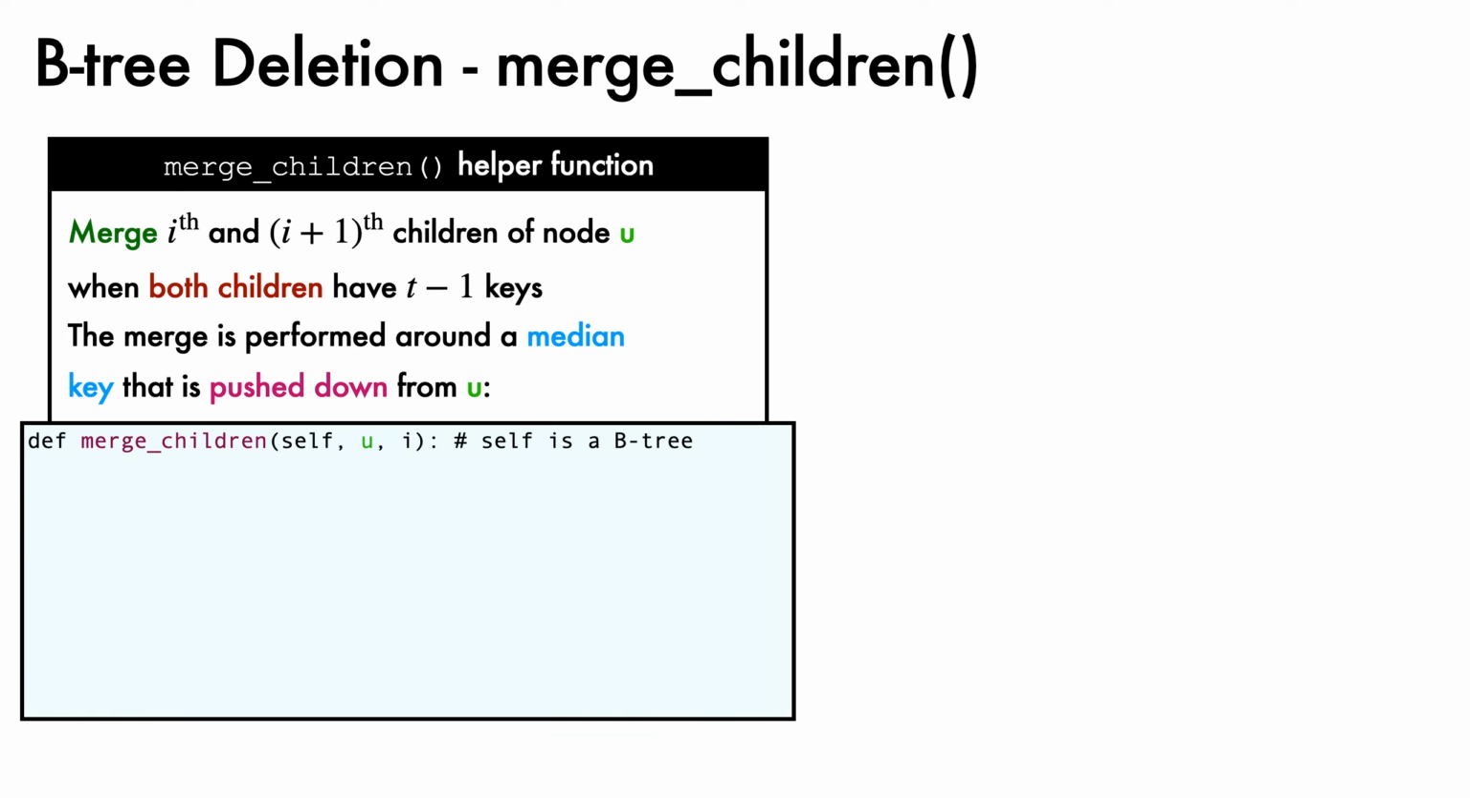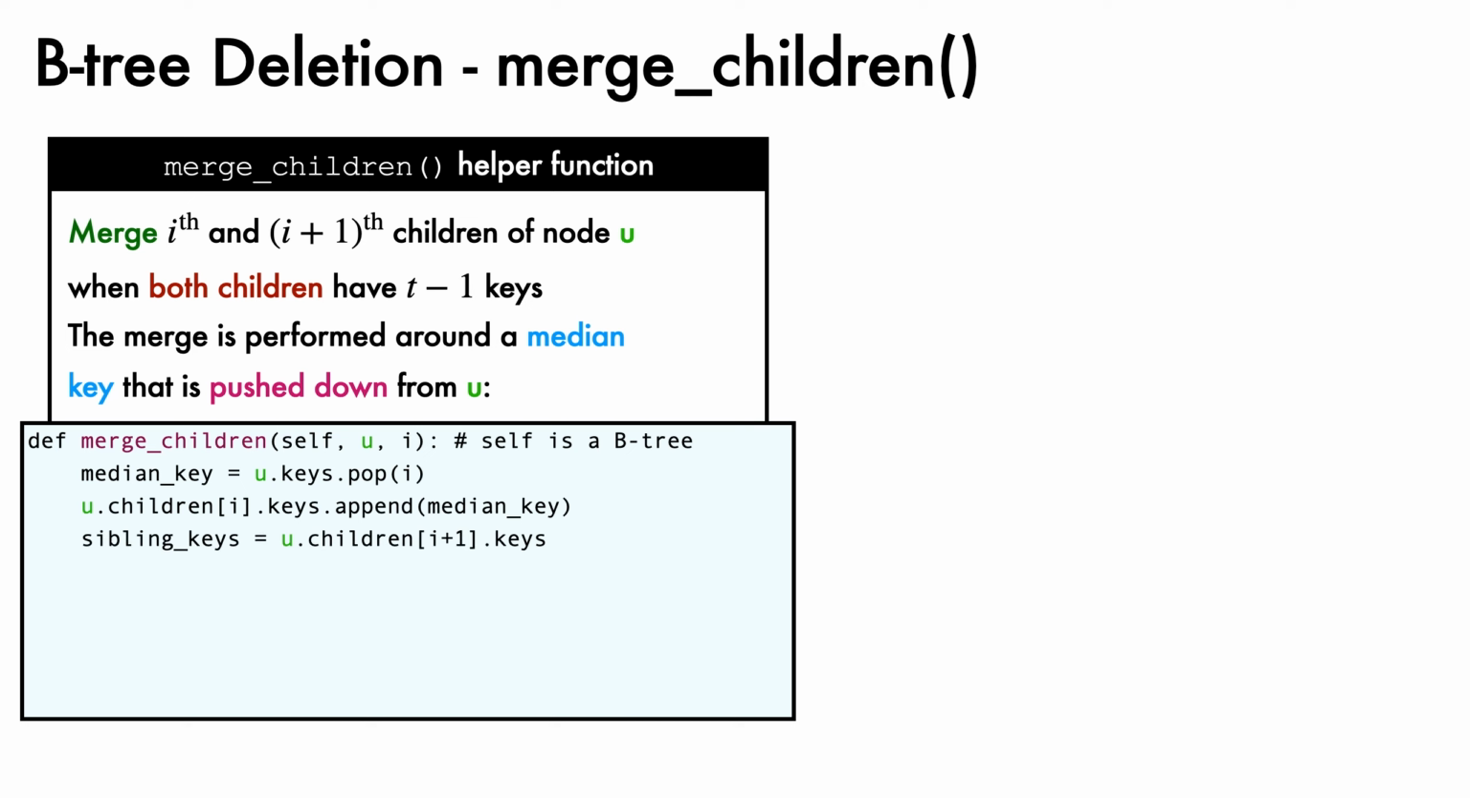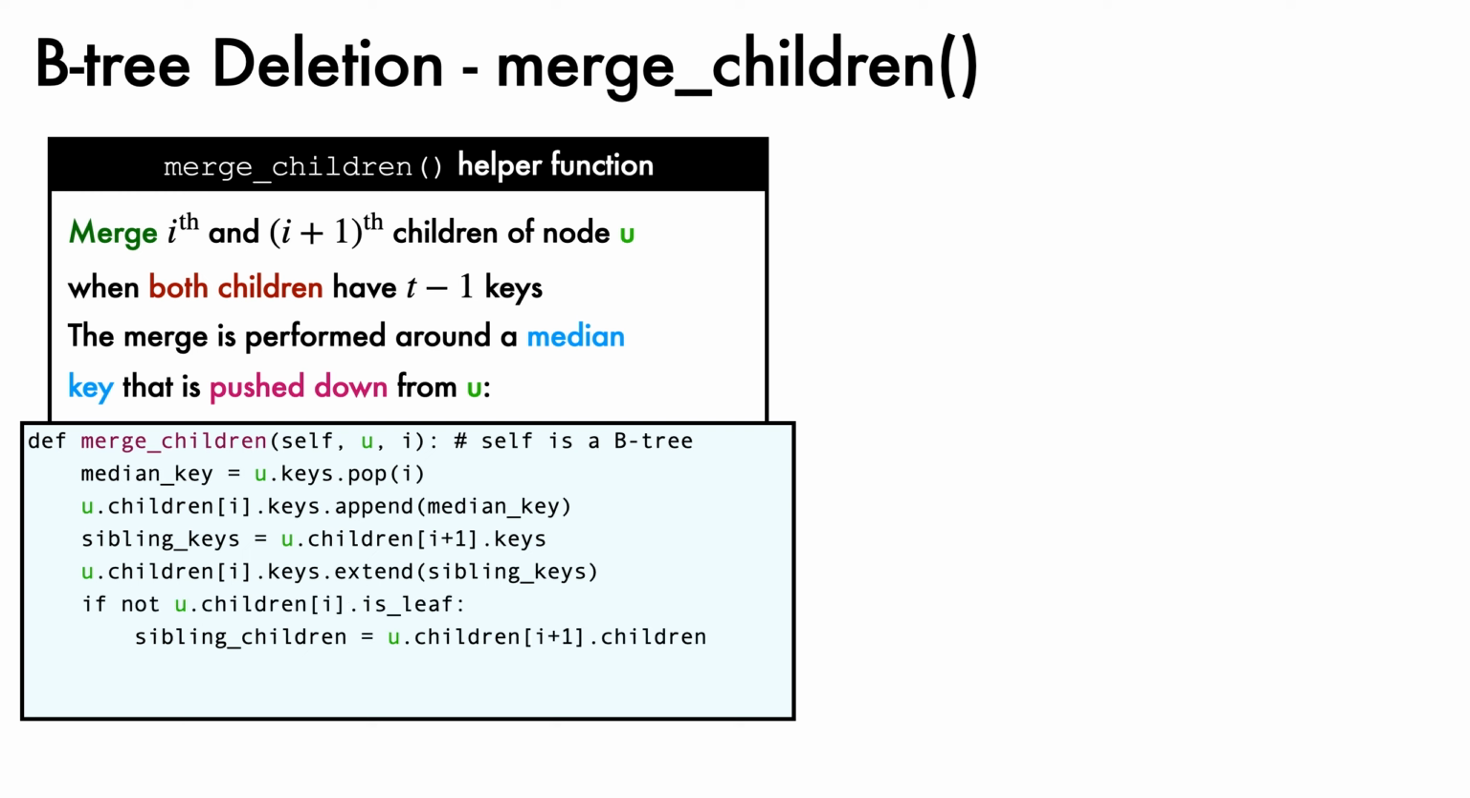The function takes a B-tree instance, a node u, and an index i representing the first of the siblings to be merged. It first takes the ith key from u to form the median of the merged node and appends it to the keys of its ith child. Then it takes the keys from its sibling and extends the ith child's keys with these. Next, if the ith child is not a leaf, then we take the sibling's children also and concatenate them with the ith child's children. Finally, we drop the i plus 1th child.